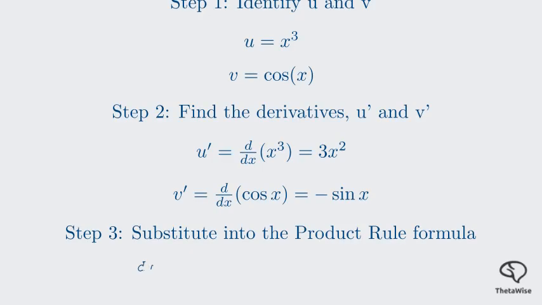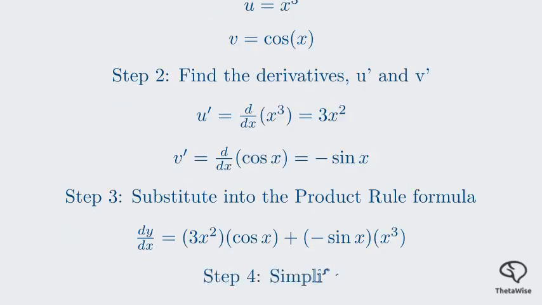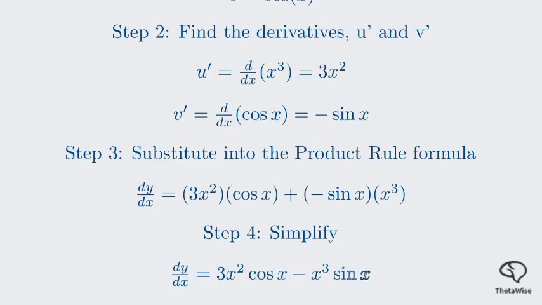Substituting them in, we get dy/dx equals u prime times v, which is 3x squared cosine x, plus v prime times u, which is negative sine x times x cubed. Finally, we clean up the expression to get our final answer. The derivative is 3x squared cosine x minus x cubed sine x. Remember, the product rule is essential for finding the derivative of any function that can be expressed as two simpler functions multiplied together.